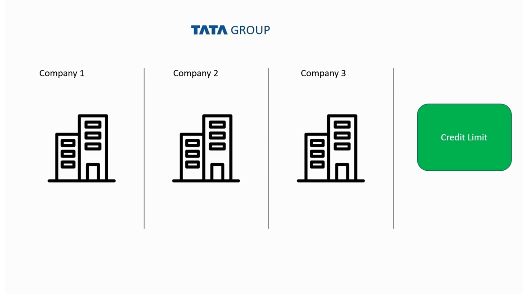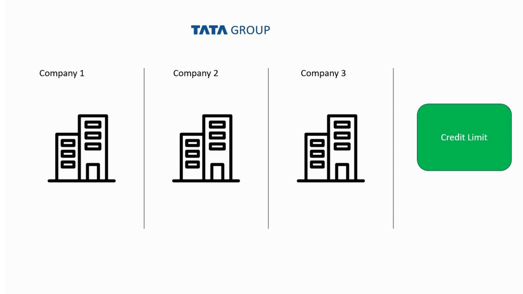So assume there is a big company, the Tata Group. This is a very well-known and very big company around the world. Under this Tata Group, there are many companies. They have many branches or business units. So an organization deals with Tata Group. For some reason, company one under Tata Group, company two and company three, they have been created as customers in our system.